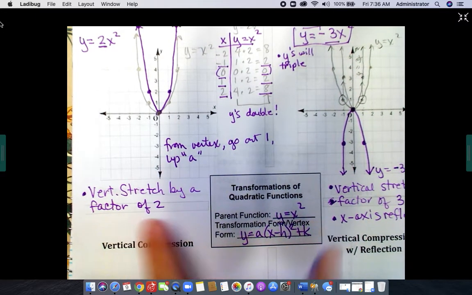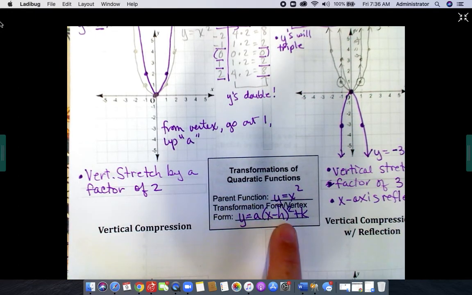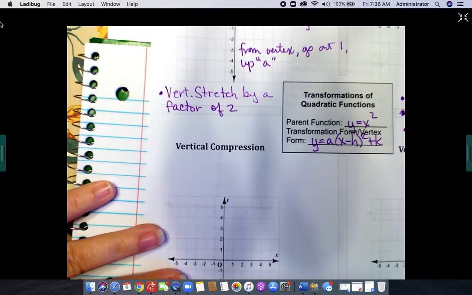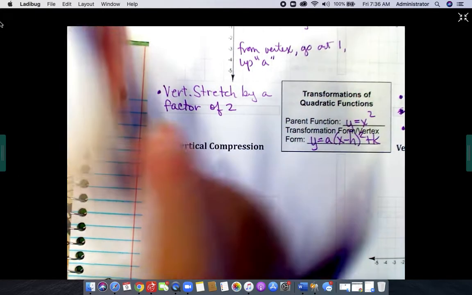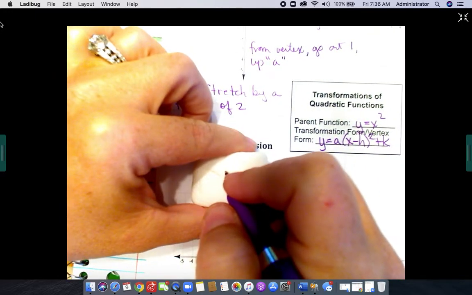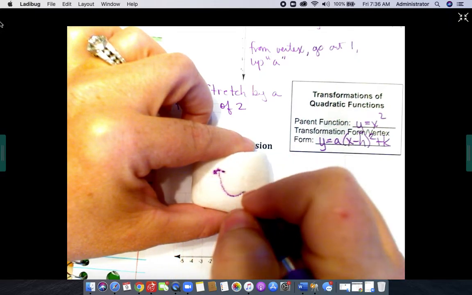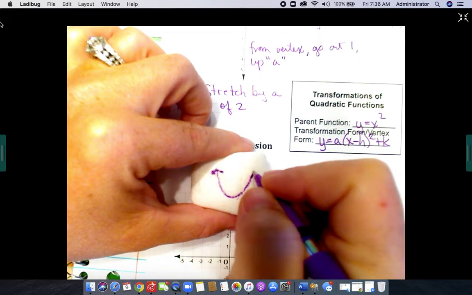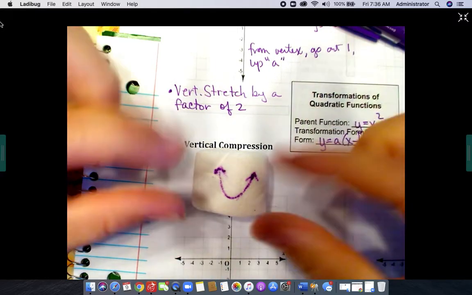Eventually what we're going to be doing is combining vertical stretches and compressions and reflections with shifts, meaning I move my vertex. Okay? So now we're going to move on and talk about a vertical compression. I want you to think about what it means if we were to vertically compress something. So I got another marshmallow here. If I have a parabola, draw a parabola on my marshmallow. We are not eating these. And if I compress it, I want you to think about what that means.